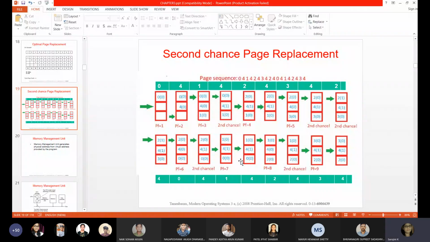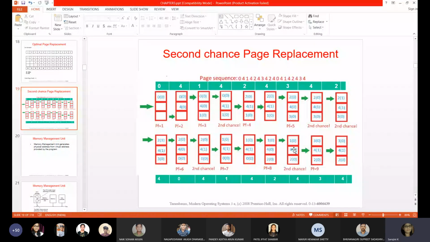Okay, now page number 4 comes, which was already there. But its reference bit is 0, so the reference bit will be changed. So this got a second chance. Now this is a second chance page. The pointer will not move. It will be as it is.